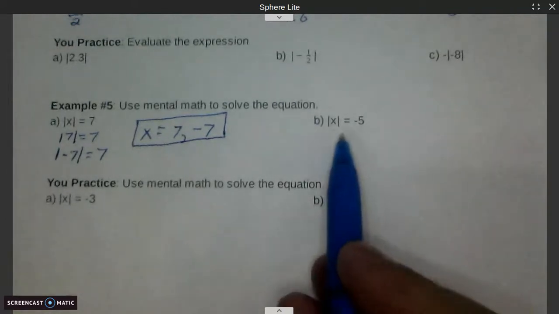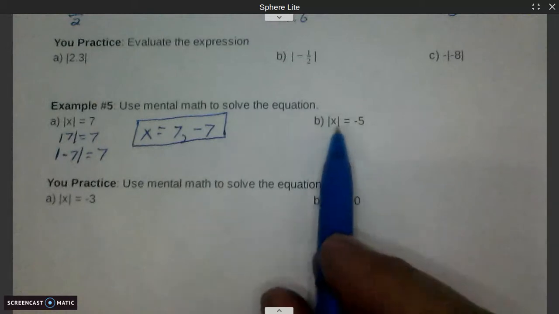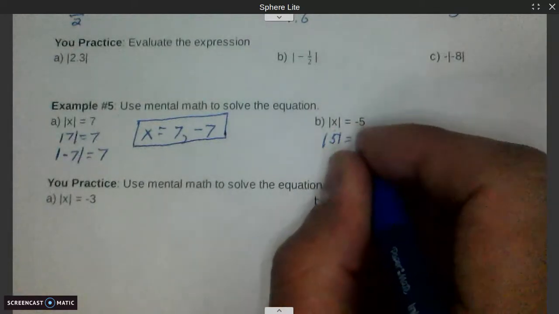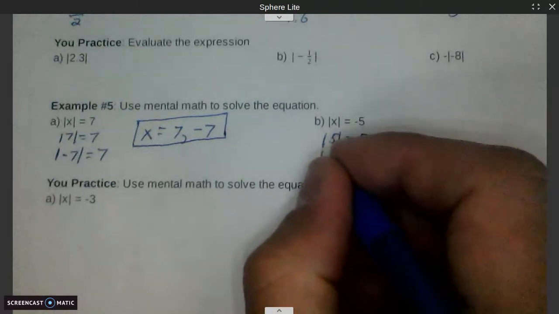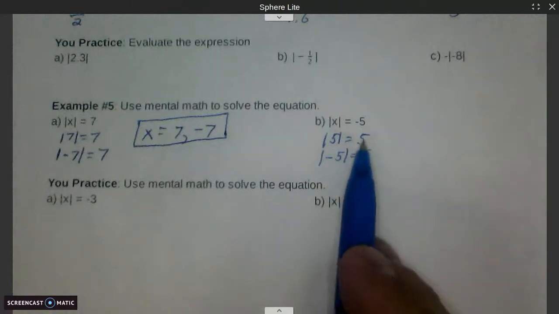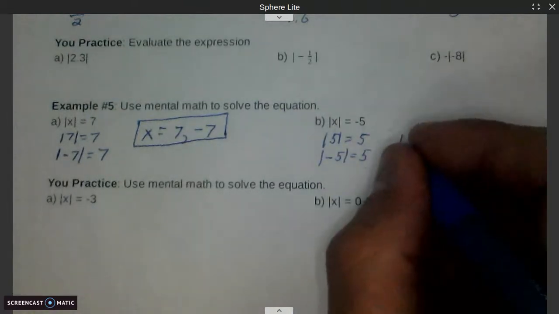If we look at the second one, the absolute value of x equals -5. Well, if I try 5, the absolute value of 5 is 5. The absolute value of -5 is also 5. There's no way to get a negative with just this right here. So in this case, we would say no solution.